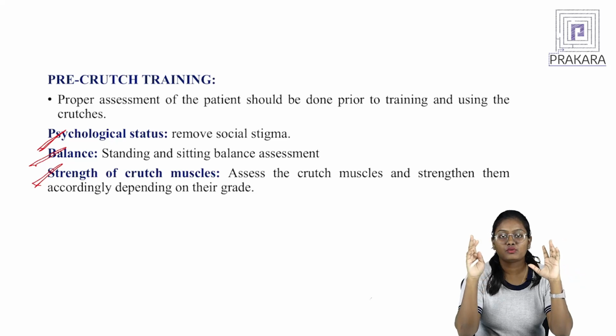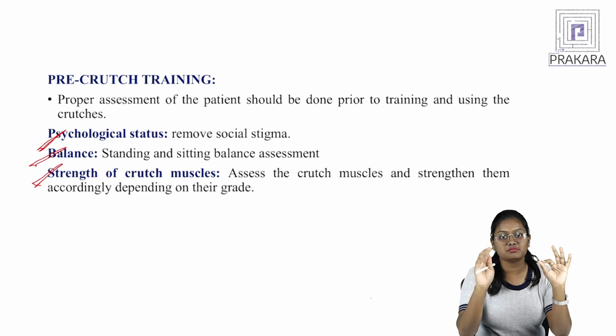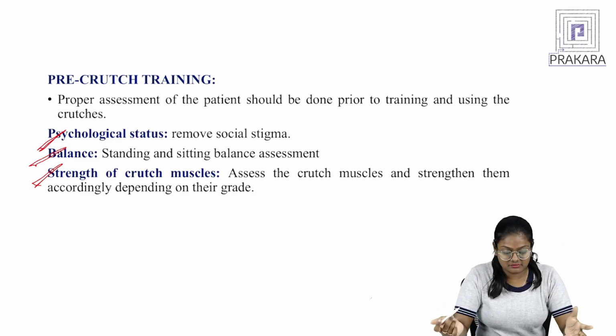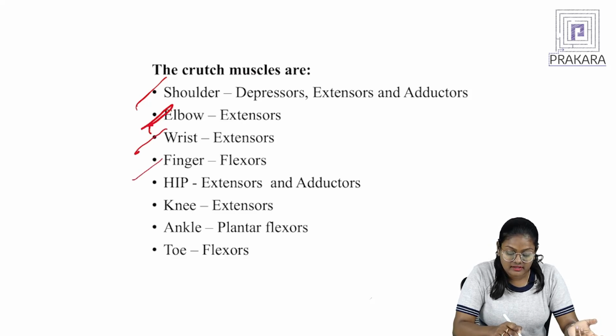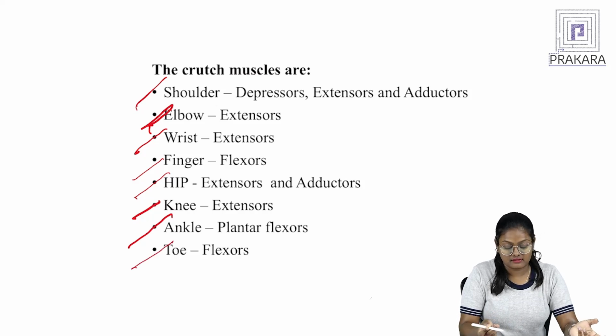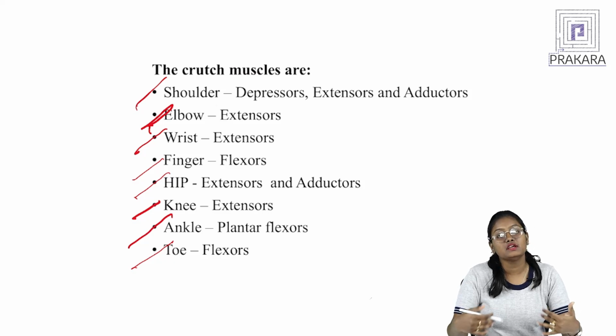So the things you have to keep in mind are sitting balance, standing balance, and the crutch muscle strength. Okay, so what are the crutch muscles? At the shoulder we have the depressors, extensors and abductors. At the elbow we have the extensors, then wrist extensors, finger flexors, hip extensors and adductors, knee extensors, ankle plantar flexors and toe flexors. All of these together are useful for the movement achieved through a crutch. So properly assess all these muscles, train them if necessary, and then only prescribe or suggest a crutch. Okay.